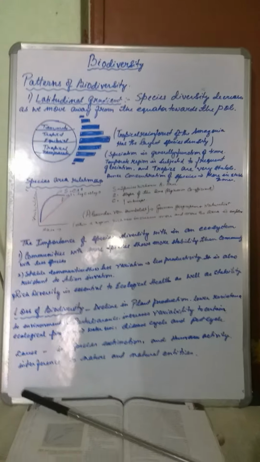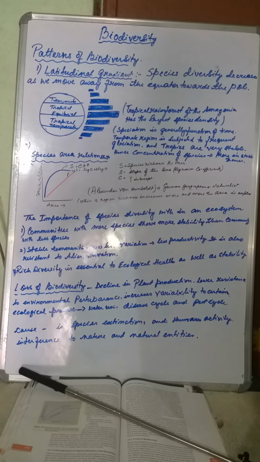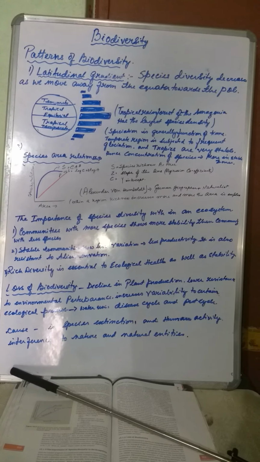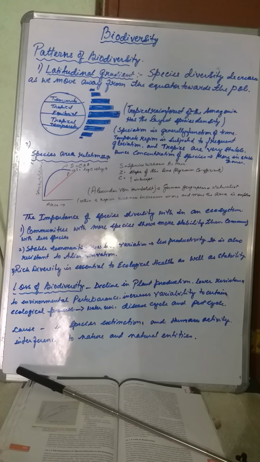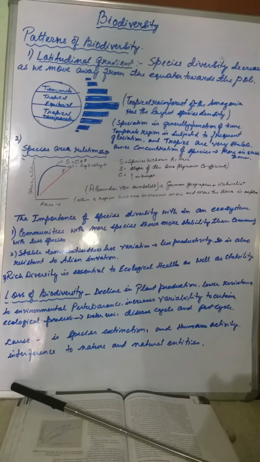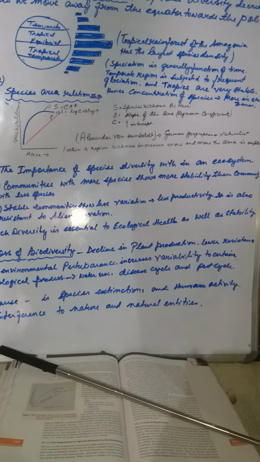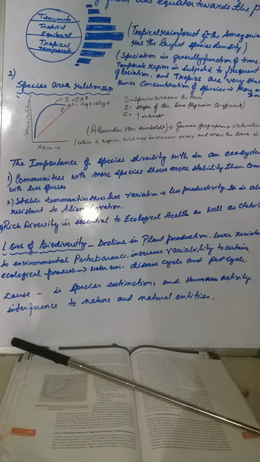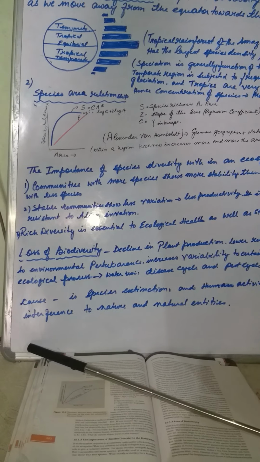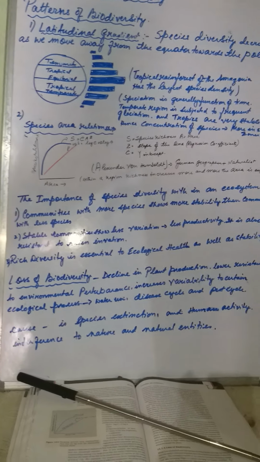So what we were doing, we were dealing with patterns of biodiversity. We had two patterns, the latitudinal gradient and the species-area relationship. Then we dealt with the relationship of species density within the ecosystem. So what is the positivity of a rich, dense, diverse ecosystem? And then, what was loss of diversity? Loss of biodiversity, in other words, leads to shrinkage or instability within the ecosystem.